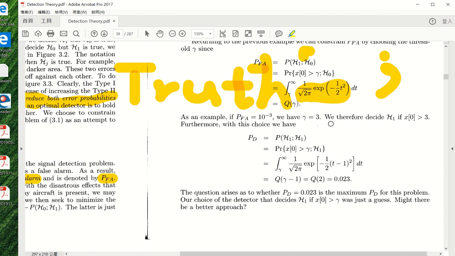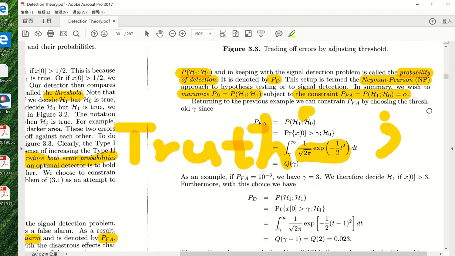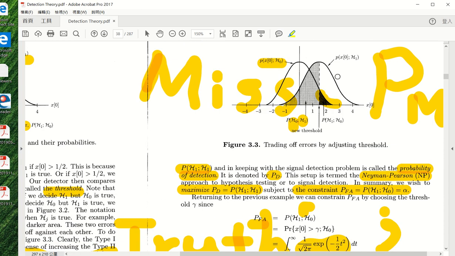We will therefore decide H1 if x0 is larger than 3. If we take a look at this, it is actually very far away from the center. The threshold will be set here, around 3. Then its probability of false alarm will be 10 to the minus 3.